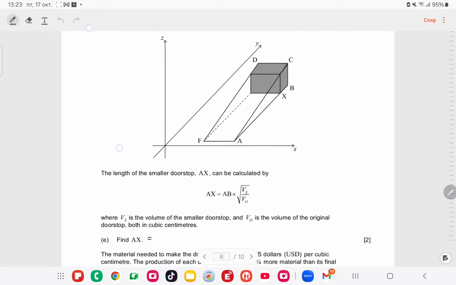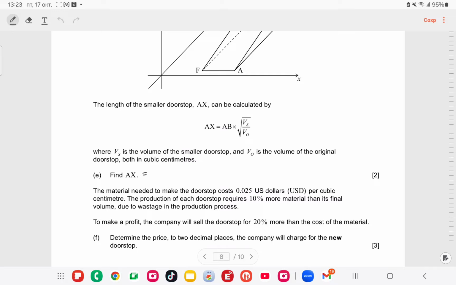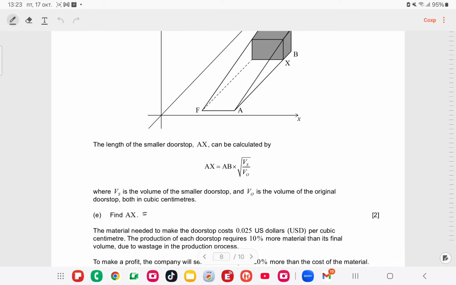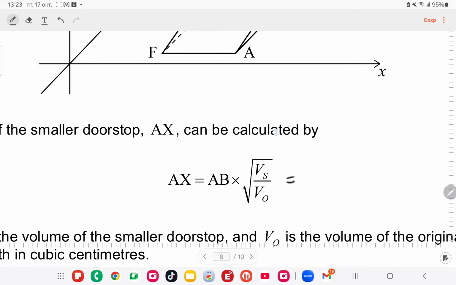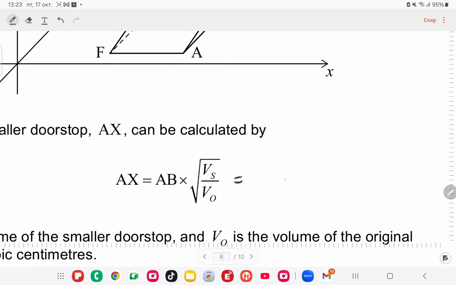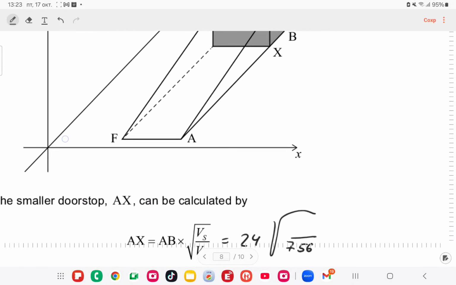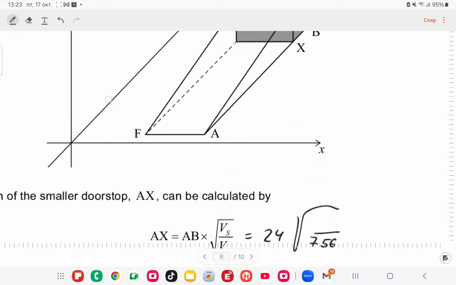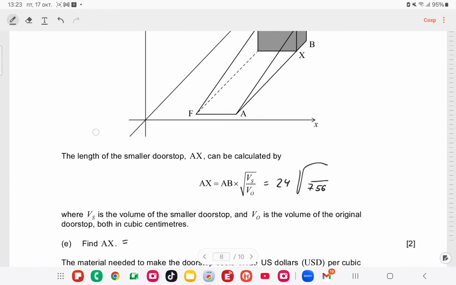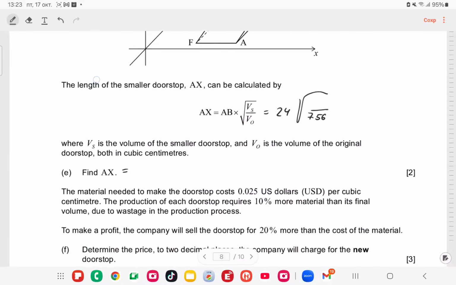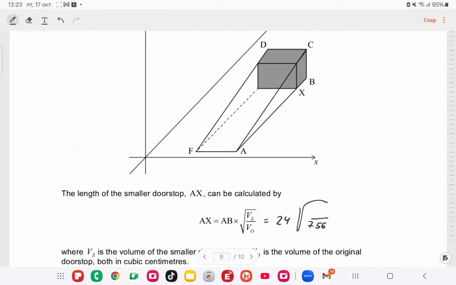Now it's time to start part E. So again we know the volume of the big prism. The volume of the big prism is 756. And the volume of the small prism is calculated the same way as we did. Just, how can we actually find this small volume?